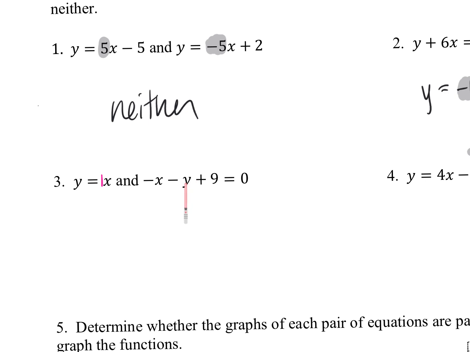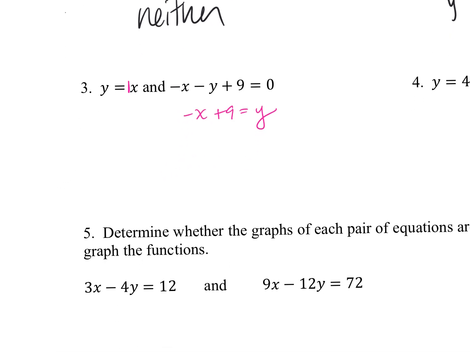Let's go get y by itself. Are we adding x and subtracting 9 or just adding y? Let's just add y, you guys. Move less things. Now what's my slope? I heard it. -1. Are they the same? Are they negative or opposite of each other? Are they reciprocals?